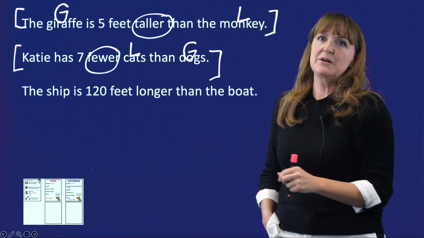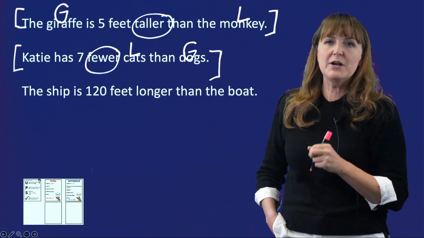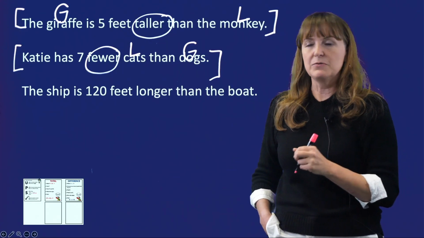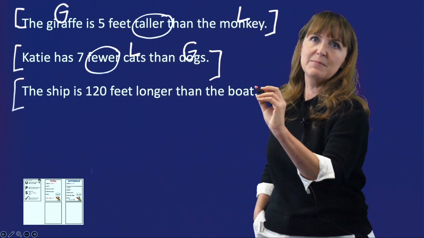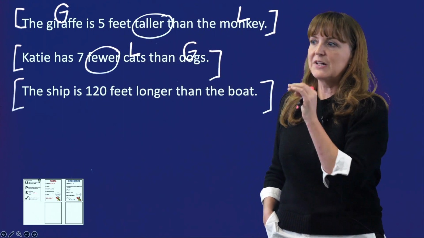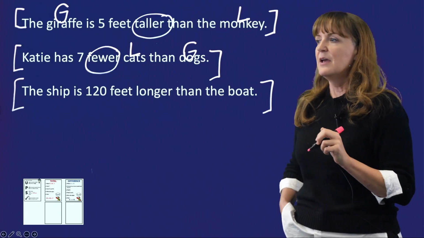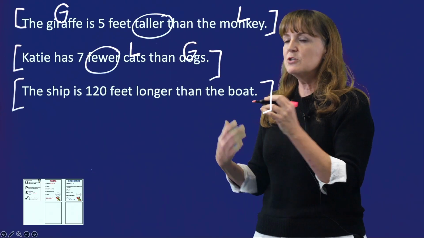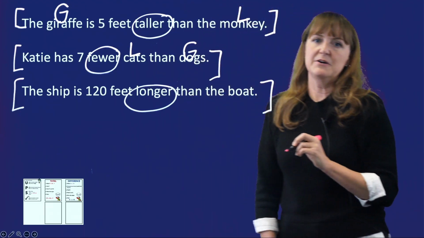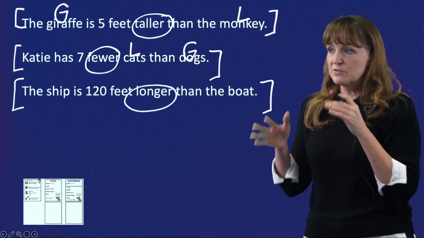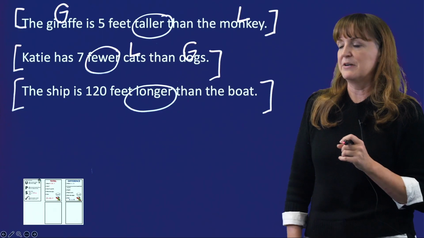We've got one more compare sentence here. The ship is 120 feet longer than the boat. So there we're comparing the ship and the boat. I'll go ahead and put the brackets around that because I want to always very quickly identify the compare sentence. And here the ship is 120 feet longer than the boat. Longer tells me a lot about that comparison right there, so I'm going to circle it so I can focus in on that comparison.